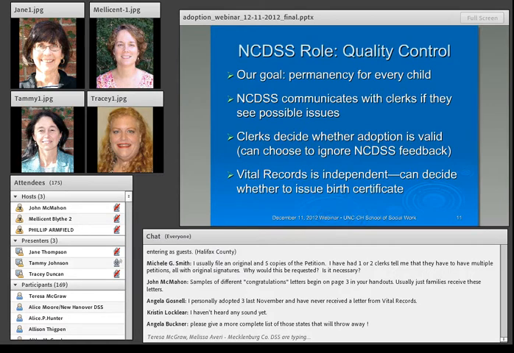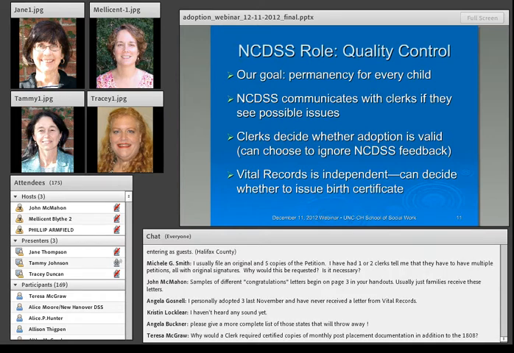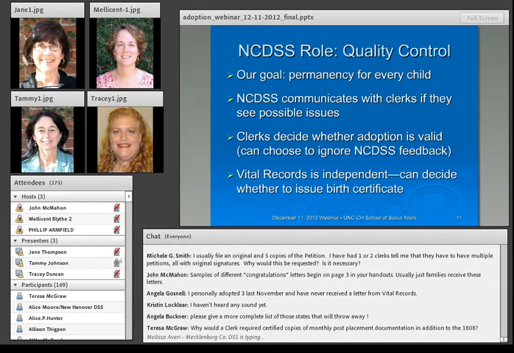Our goal at the division, DHHS, is quality control. Just to give you a little understanding, once we receive it, not only is it indexed, but we have to review it for statutory compliance and review it for any errors. Our number one goal is permanency for every child, including adult adoptees.